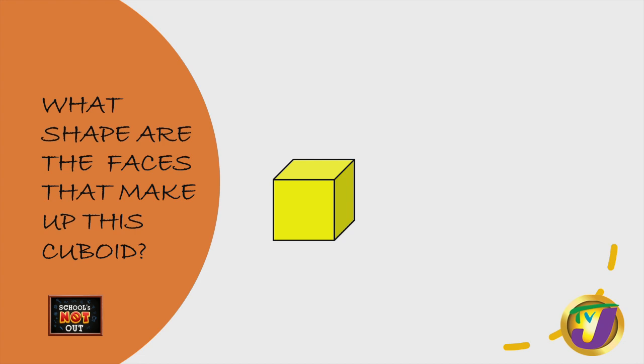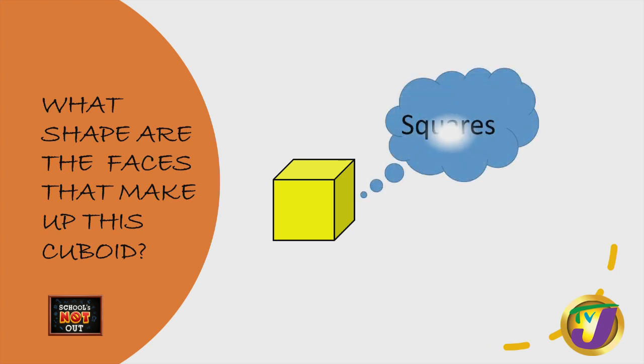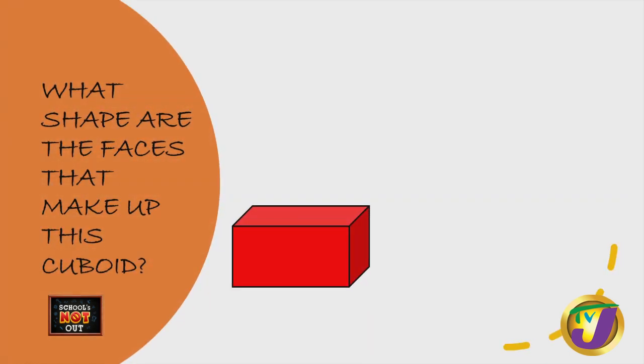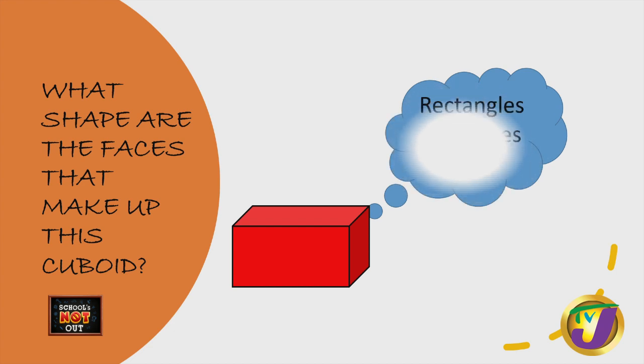So just before I forget, a cube is a special type of cuboid. Why is it special? All its faces are congruent. They're all the same. So all the faces of the cube are squares. So it is a cuboid, but it has faces that are identical in how they look. And that's why it's a special cuboid. If we're to look at another type of cuboid, the faces here are made up of rectangles and squares.